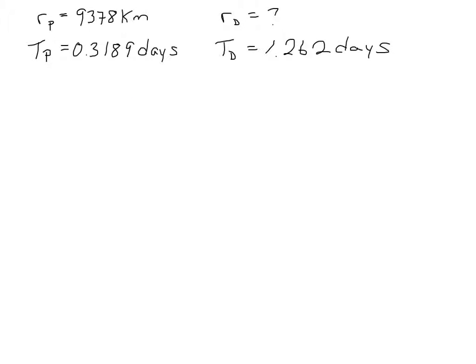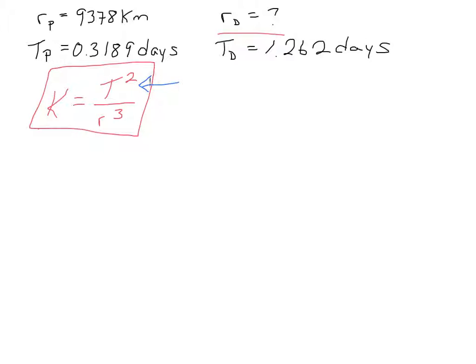This question is asking about Mars's two moons, Deimos and Phobos. What we're looking for is the radius of Deimos. Based on Kepler's third law, which I've written here on the right, the ratio of a planet's orbital period squared divided by its orbital radius cubed will be constant, and that's what k is. That's our Kepler's constant.